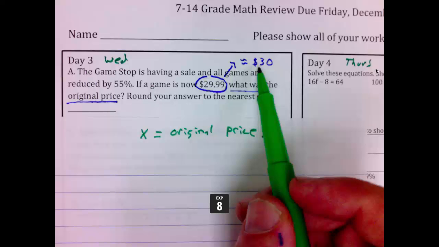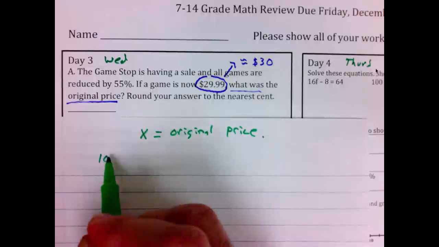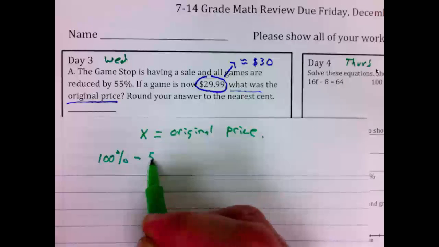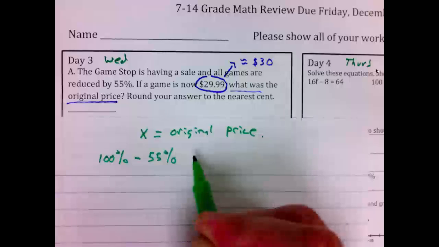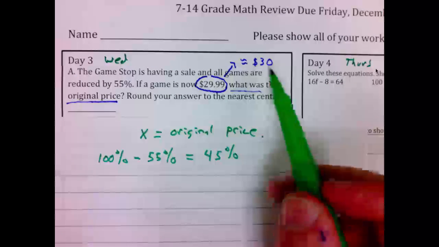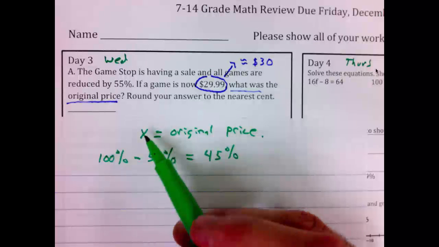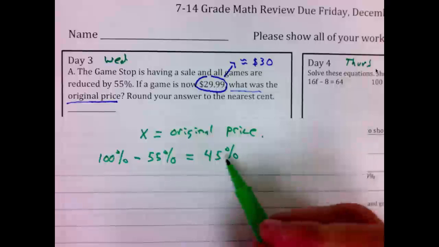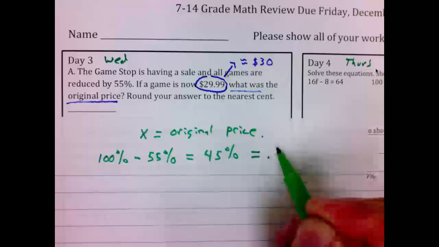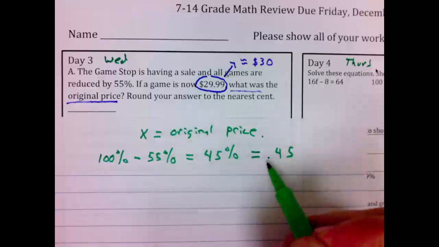Well, if we reduce by 55%, how much remains? Well, we know the total is 100%. If we subtract 55%, we will leave 45%. That is, this $30 represents 45% of our unknown original price. Well, we know that 45% equal to a decimal is 0.45 because percent means per 100. We simply move the decimal 2 places to the left.